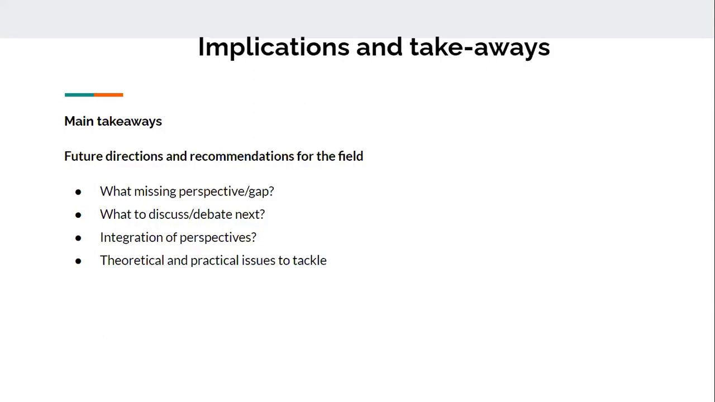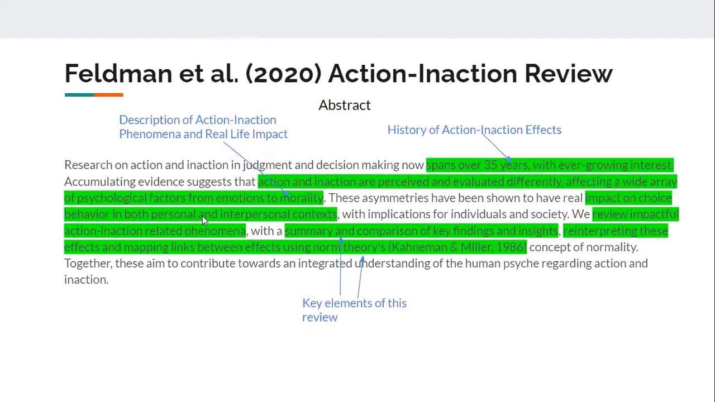And how to drive the field forward? Now we'll use an example from Philly, an Action in Action review, published just this year. It's on action and inaction in judgment and decision making, linking to norm theory, which we discussed during the lecture.